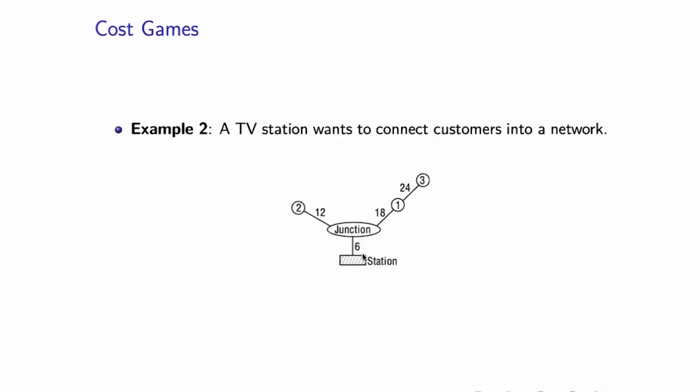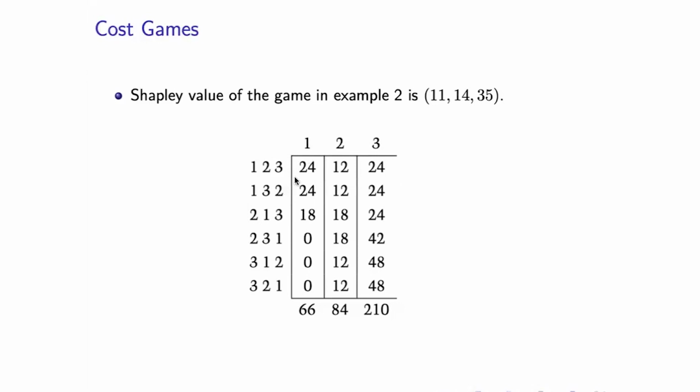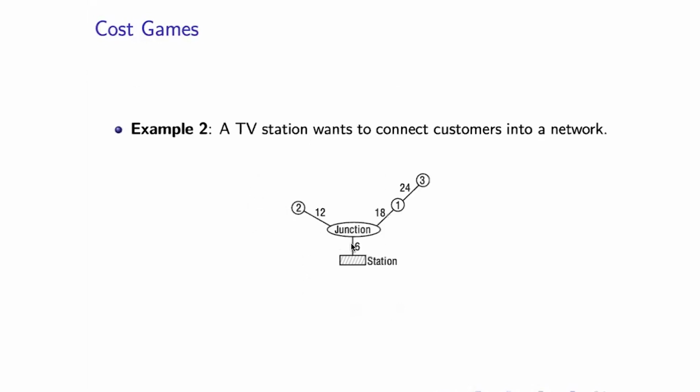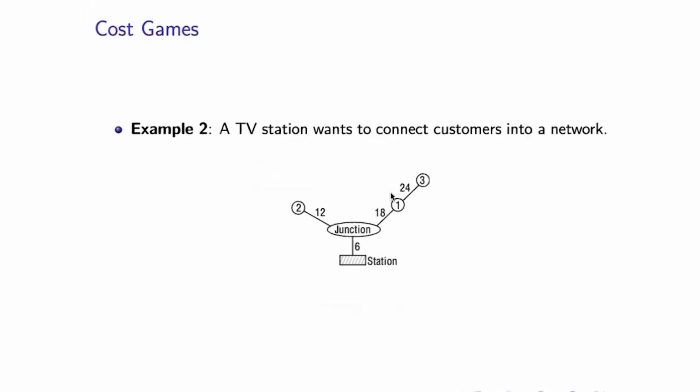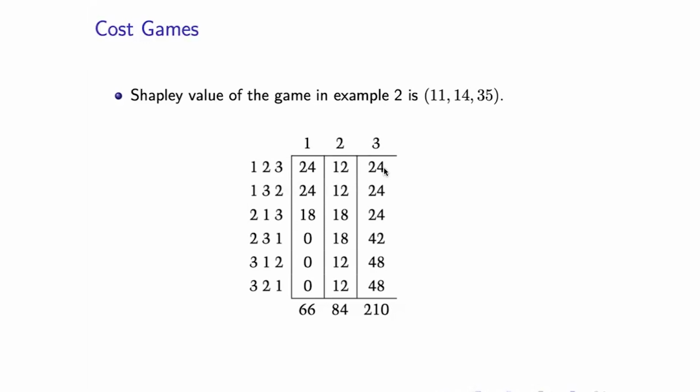If I want to connect 1 first, then the total cost that has to be incurred is 6 to connect from the station to the junction, and then 18 to connect from the junction to 1. So that is the total cost of 24, which we note down here in the first entry, right? Now, suppose we want to connect 2 after this. The connection between the station and junction is already built, so you just need to build a connection from the junction to node 2, which costs 12. And so we put in 12 here. Finally, we have to extend this connection to 3. We just need to extend the connection that was already there up to 1 to 3, which again costs 24, right? So we end up with 24, 12, 24 in this case.